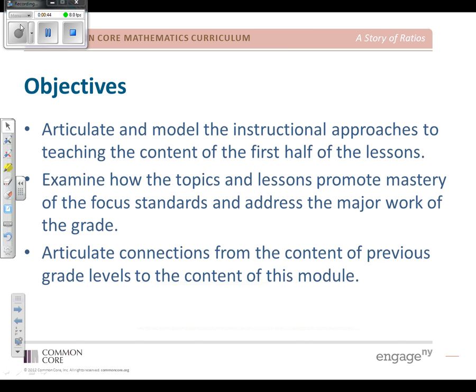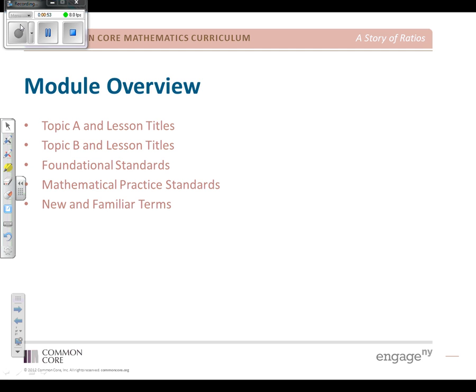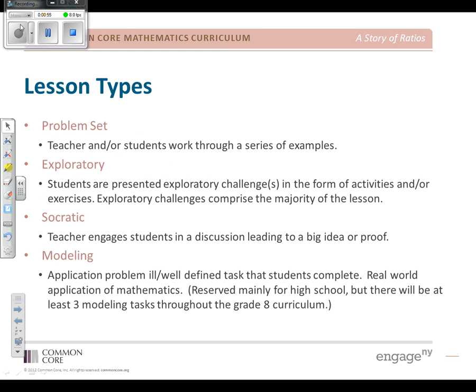Today I just want to talk about the instructional approaches briefly, look at some of the lessons, and articulate the connections from previous content. So let's start with the lessons. There's types of lessons: problem sets, exploratory, Socratic, and modeling. I think problem sets are probably the easiest to explain. You're simply working through a series of examples.